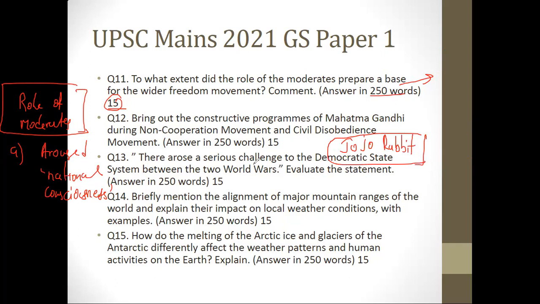So arouse national consciousness. This is their first role. Then around one-third of the founding fathers. You do know these moderate leaders were pioneers in forming Congress in 1885. So around one-third of the founding fathers, most of whom were moderates, were journalists.